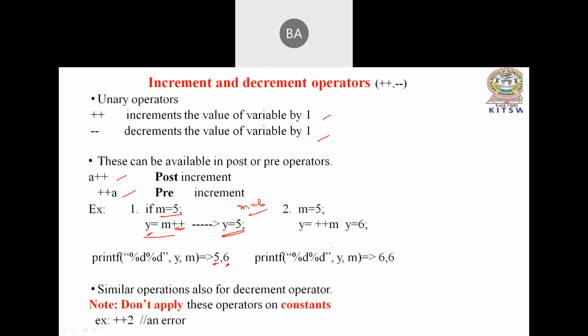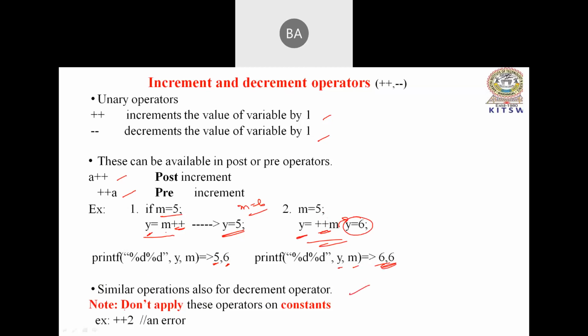Similarly, in the second case, this is a pre-increment. So that's the reason first the m value is incremented and that new value is assigned to y. So in this case, the y value becomes 6 first. So both the m value and the y value become equal. Similar operations can also be performed with the decrement operation.